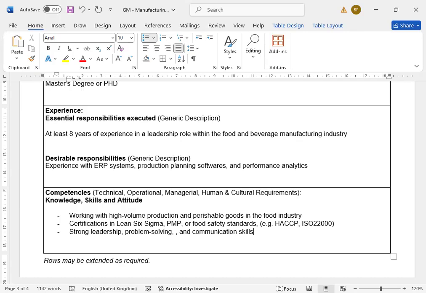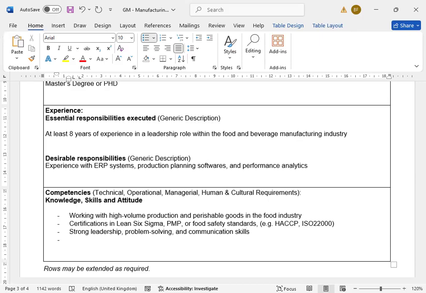You should know about the behavior in a multicultural environment or multinational environment. Like if you have more than five nationalities working together in the plant, then there will be problems, conflict, conflict management. All right. I hope you understand that. What about this one? Strong leadership, of course.